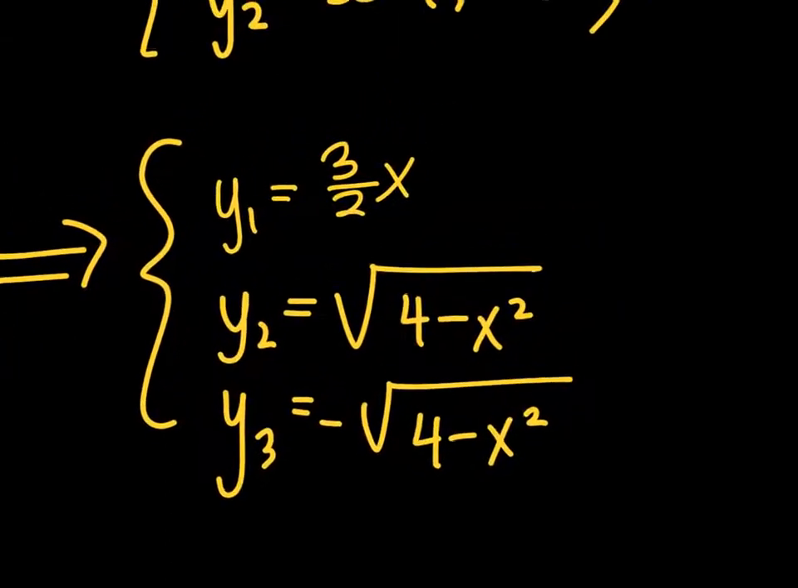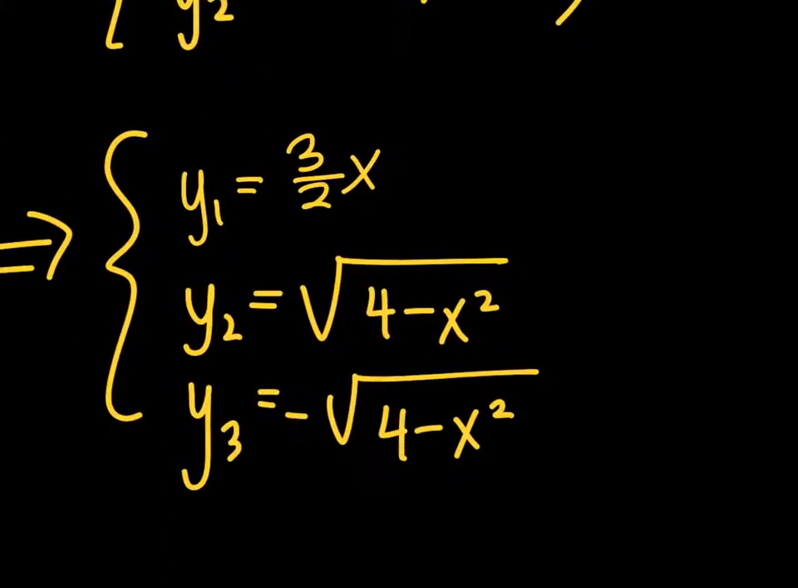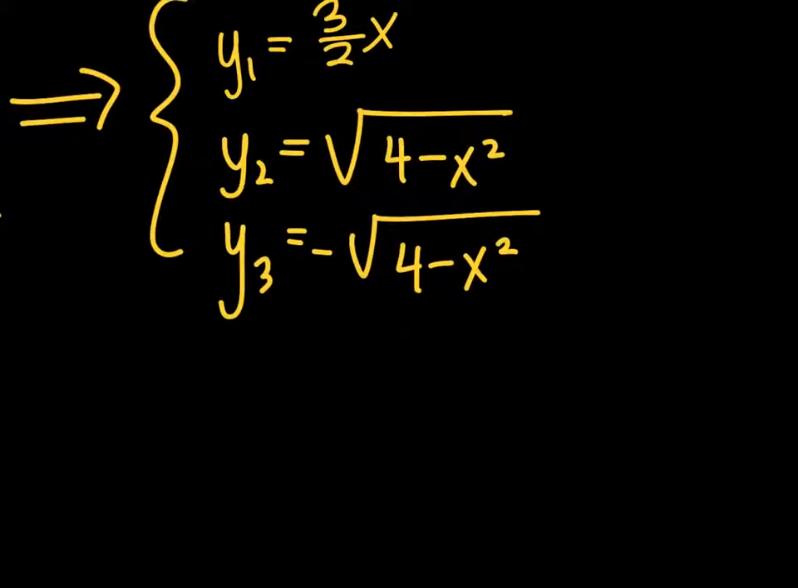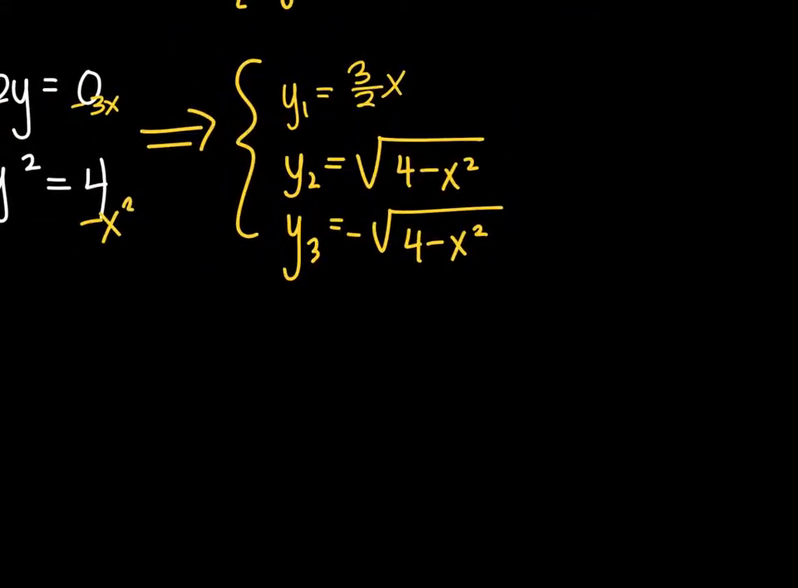So what I would like you to do right now is graph those three, turn your calculator around, and show me what you have for a picture. Okay, what you guys are seeing is a line intersecting a semicircle and another semicircle.